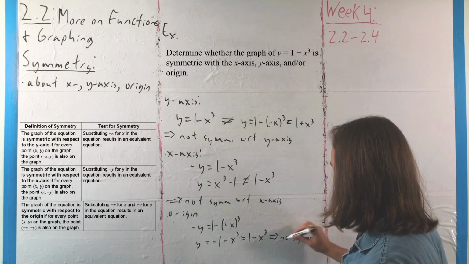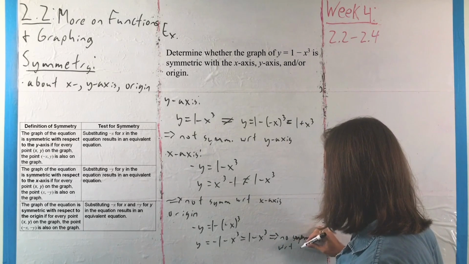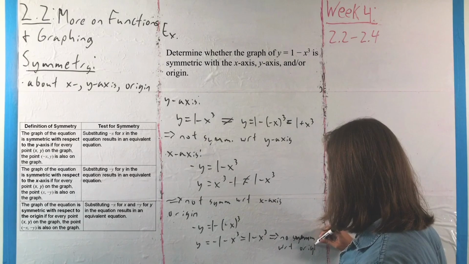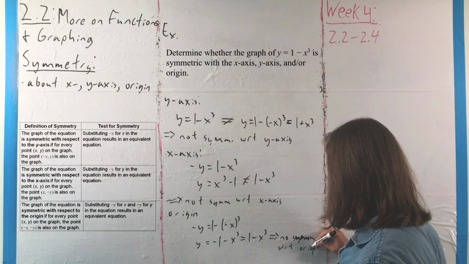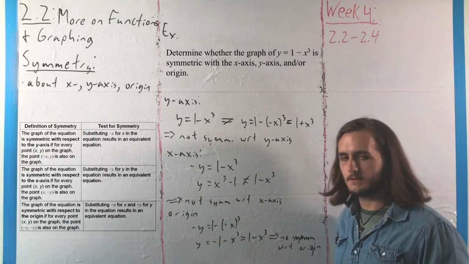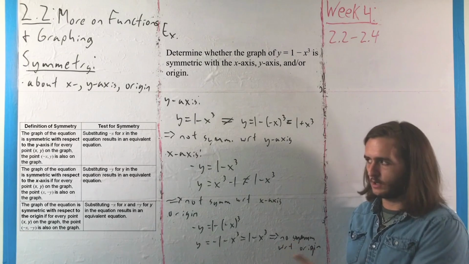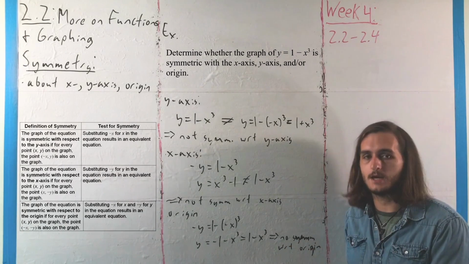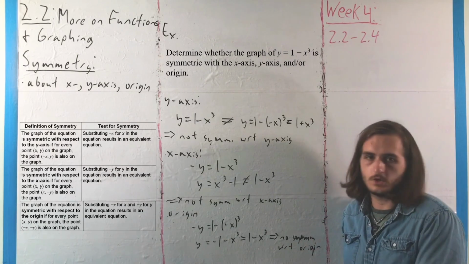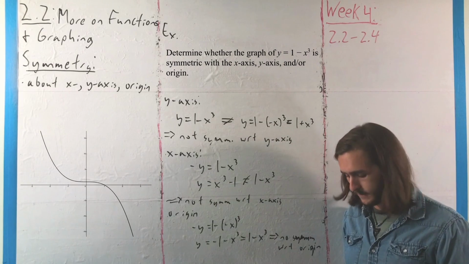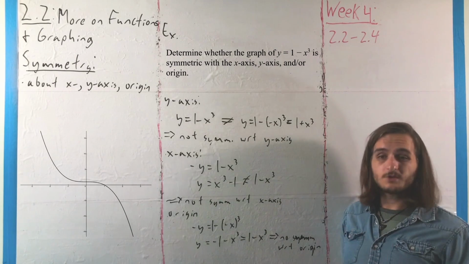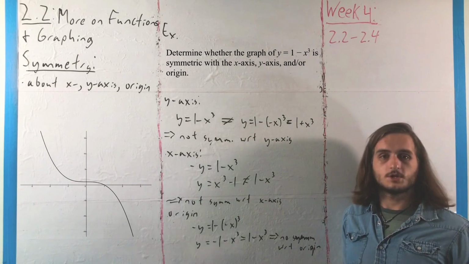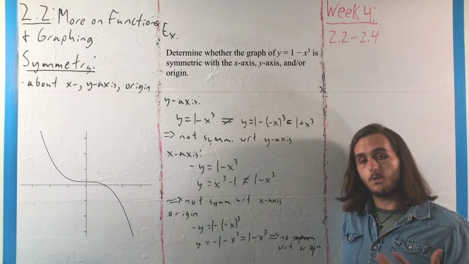Not symmetric with respect to the origin. Sorry about that, the angle here is throwing off my penmanship even worse than usual, but you get the idea that we don't have what we want. And if you want to check this to be even more sure, you could throw together a quick graph of the function and see that it's pretty close to being symmetric with the origin, but it's just not quite there.